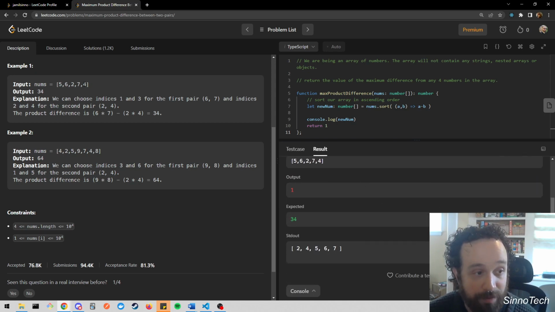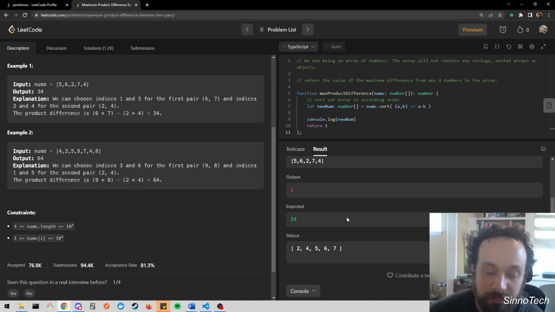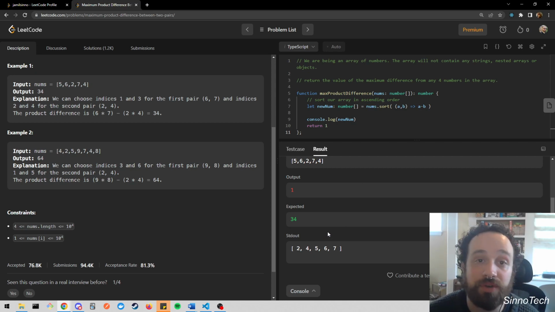So that same array, 5, 6, 2, 7, and 4, has now been sorted in ascending order, right? A minus B tells us ascending order. You want it descending order? Make it B minus A. And if we know that the trick is always going to be 4 numbers that we are taking into account, right after sorting the array, we can just pull out the numbers that we are looking for.